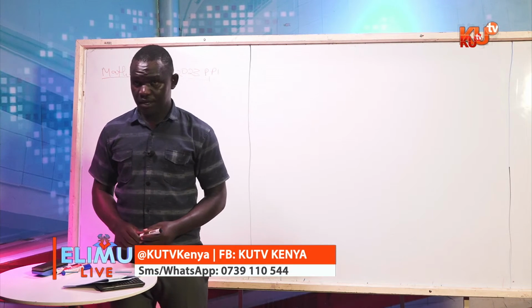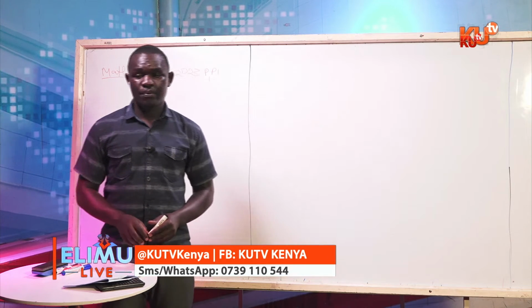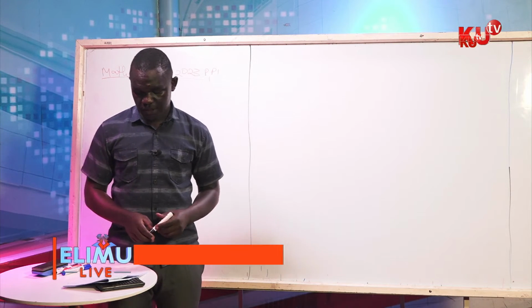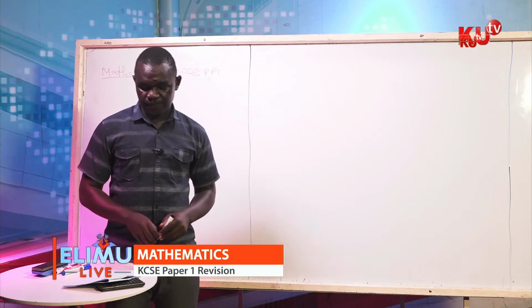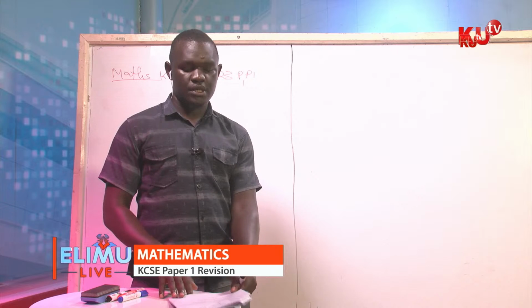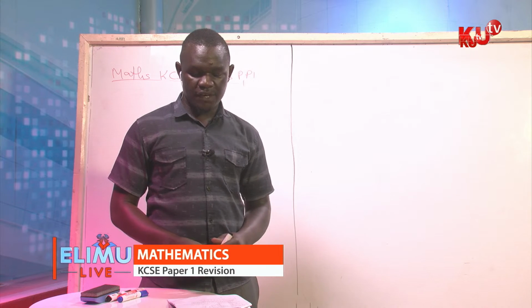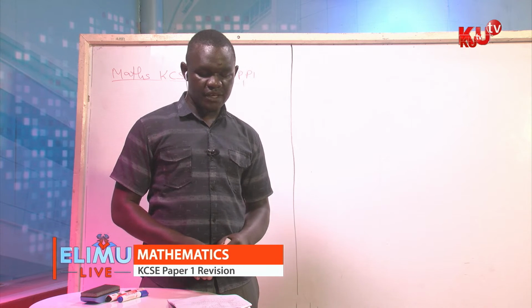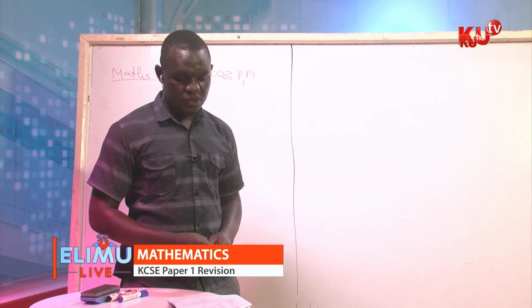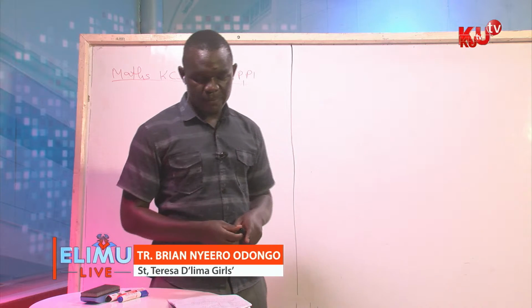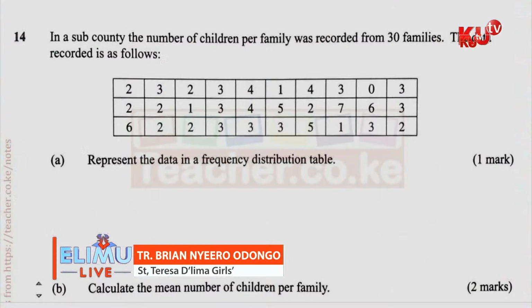So students, welcome back, so that we pick from where we left a few minutes ago. That is question number 14. In a sub-county, the number of children per family was recorded from 30 families. The data recorded is as follows. So we have data recorded in a table. So we are being requested to represent the data in a frequency distribution table, dear students. How do we represent that data in a frequency distribution table?